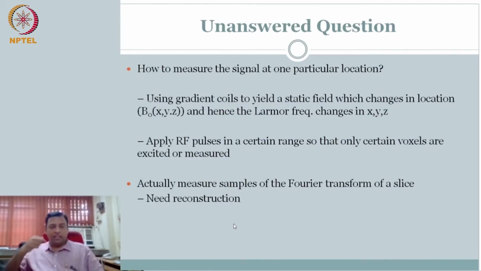So the energy at that particular frequency, when the frequency is changing at different locations, that means I am having the frequency spectral information at different locations. So I have the Fourier transform directly. I am measuring the Fourier transform directly. What I want is the object, not the Fourier transform of the object. So we should be able to reconstruct that.